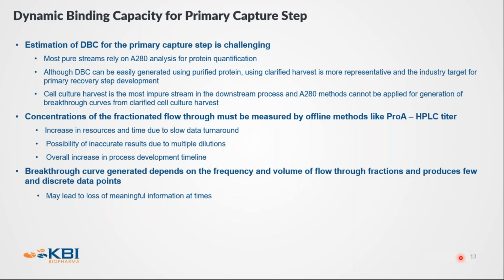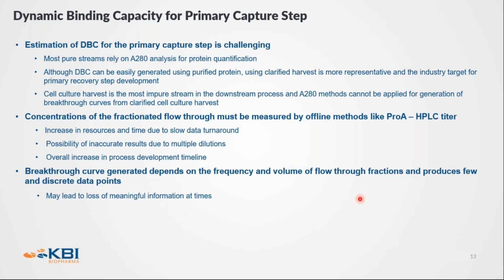So what makes it challenging to determine the DBC for the protein A step? The feed which we use for the protein A step is clarified cell culture harvest. And this is the most impure stream in the entire downstream process. It contains a lot of other impurities, such as host cell proteins and DNA, and they keep adding to the absorbance at A280. The actual target protein is present in really small quantities in the cell culture harvest.